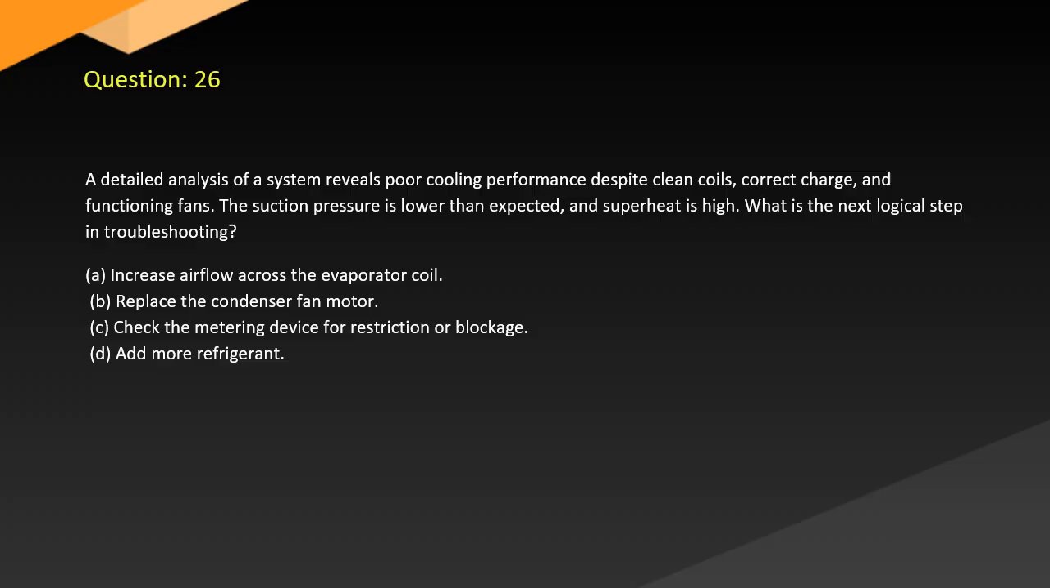Question 26. A detailed analysis of a system reveals poor cooling performance despite clean coils, correct charge, and functioning fans. The suction pressure is lower than expected and superheat is high. What is the next logical step in troubleshooting? A. Increase airflow across the evaporator coil. B. Replace the condenser fan motor. C. Check the metering device for restriction or blockage. D. Add more refrigerant.